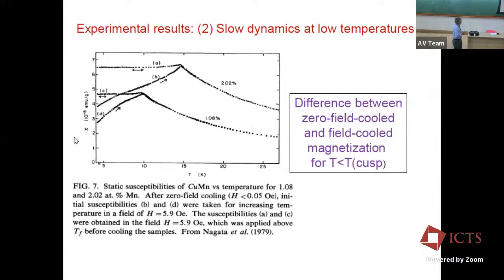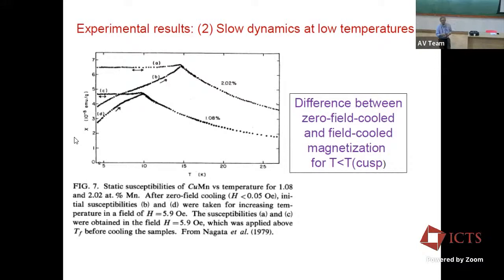So A and B are the two different protocols, right? One is here, cooling in a field and then measuring the magnetization. B is here, where you first cool and then apply a magnetic field and then measure the magnetization. B curve will approach A, yes.